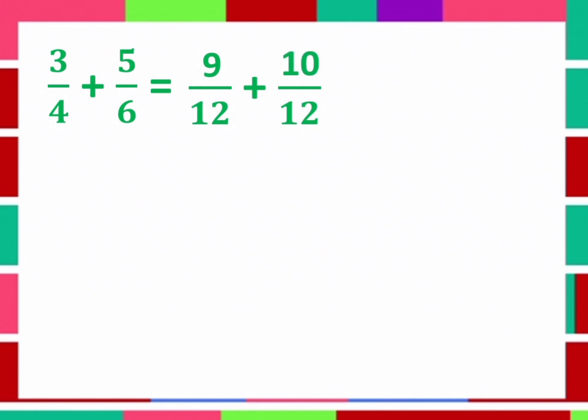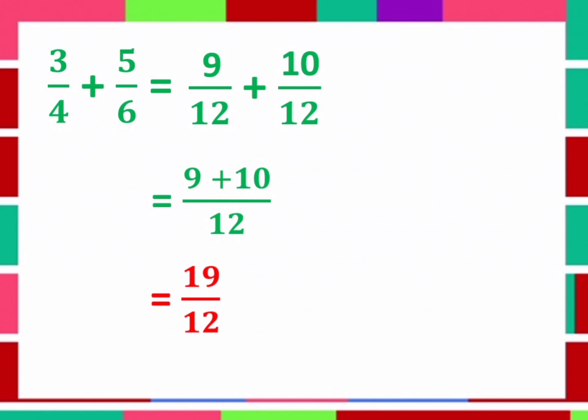Now, we already have similar fractions. So, add the numerators, then copy the denominator. So, we will have 9 plus 10 over 12. So, the final answer is 19 over 12 or 1 and 7 over 12.